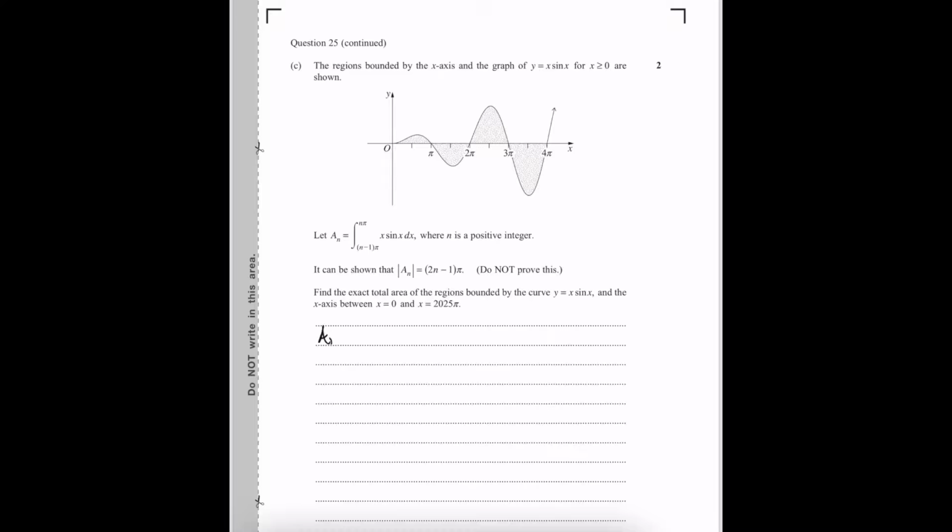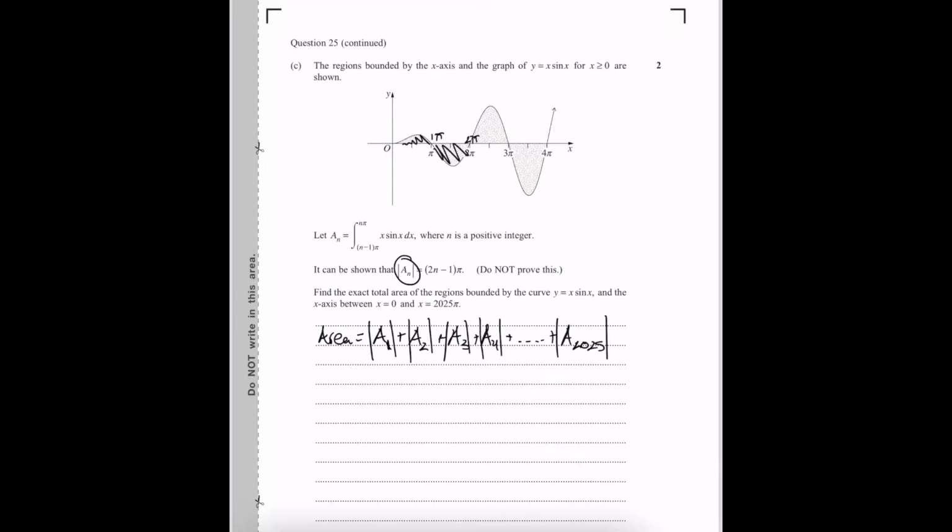So what we can say is that the area is equal to A1, which would be this section here from 0 to pi, or 0 to 1 pi, plus A2, which would be this section here, 1 pi to 2 pi, plus A3, plus A4, all the way to A2025. And I guess this should be the absolute value of all these areas, all these values.